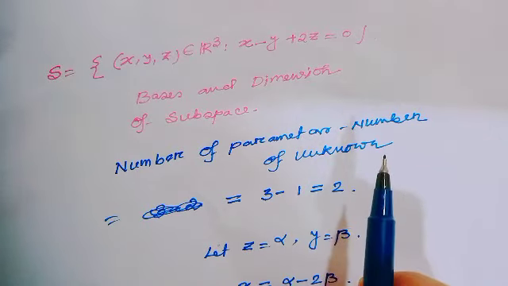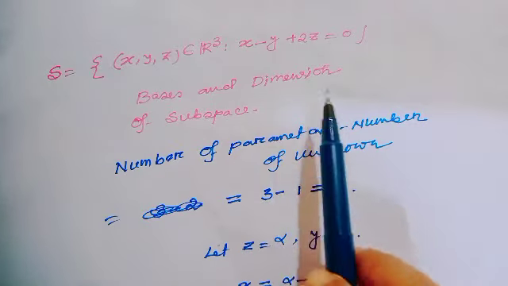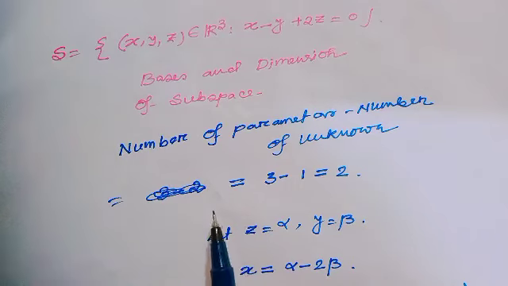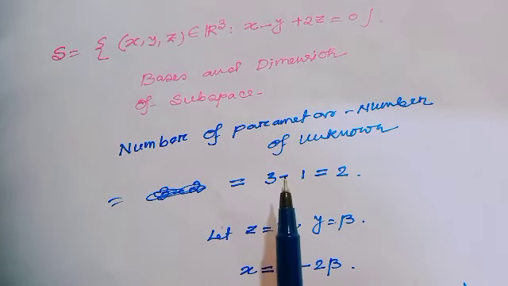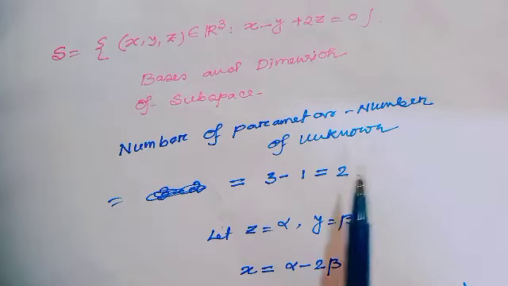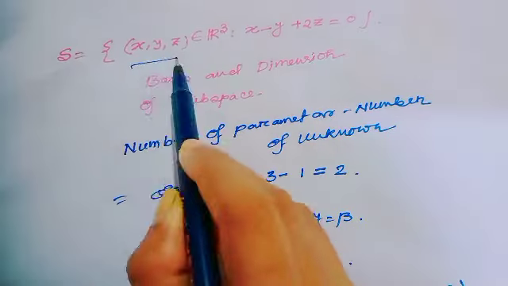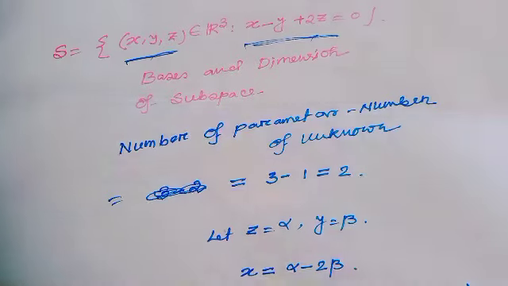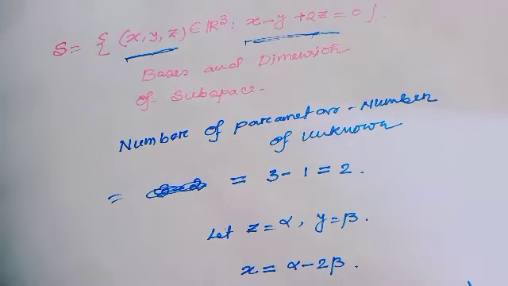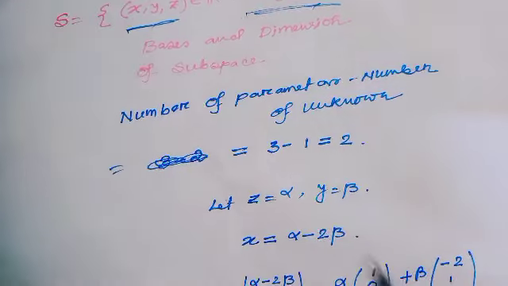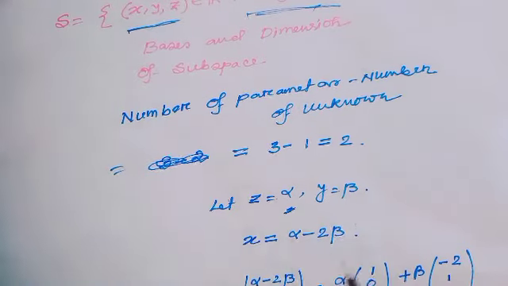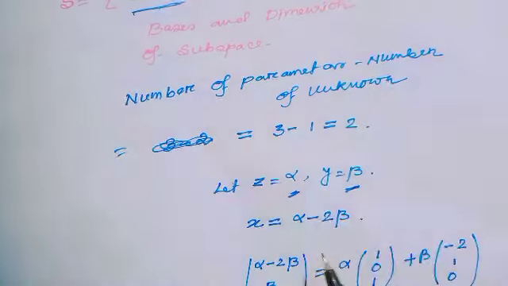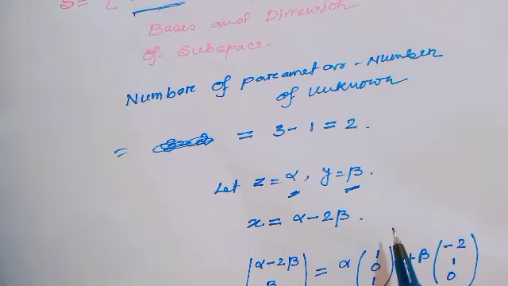Another easy method to find the basis and dimension of this subspace is to first look at the dimension. To find the dimension, the rule says number of parameters minus number of equations. Here the number of parameters is 3 and the number of equations is 1. That means the dimension is equal to 2. To find the basis, consider z equals alpha and y equals beta. That implies x equals alpha minus 2 beta.